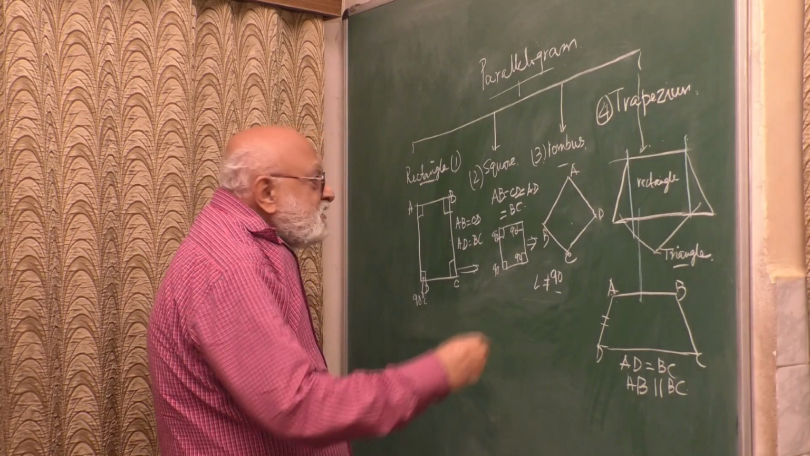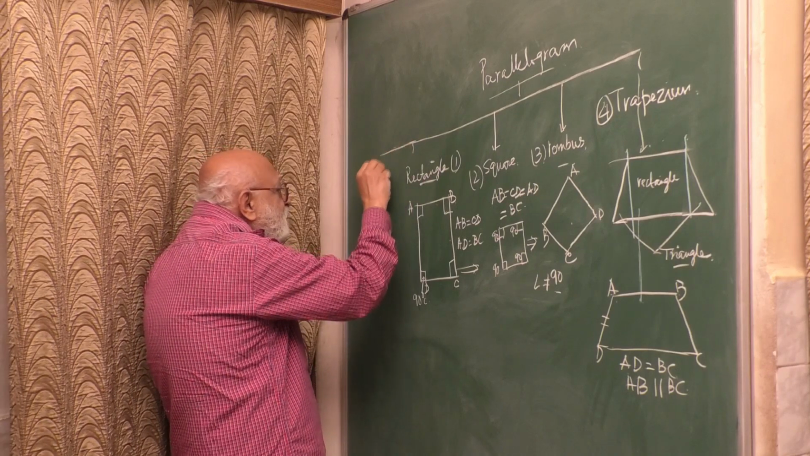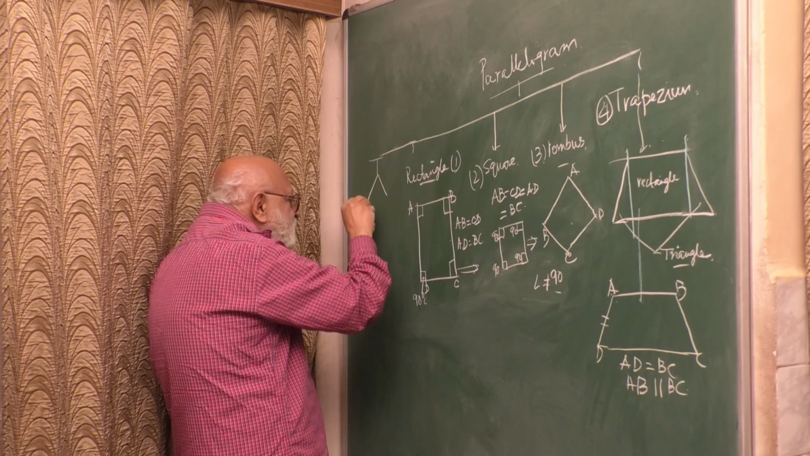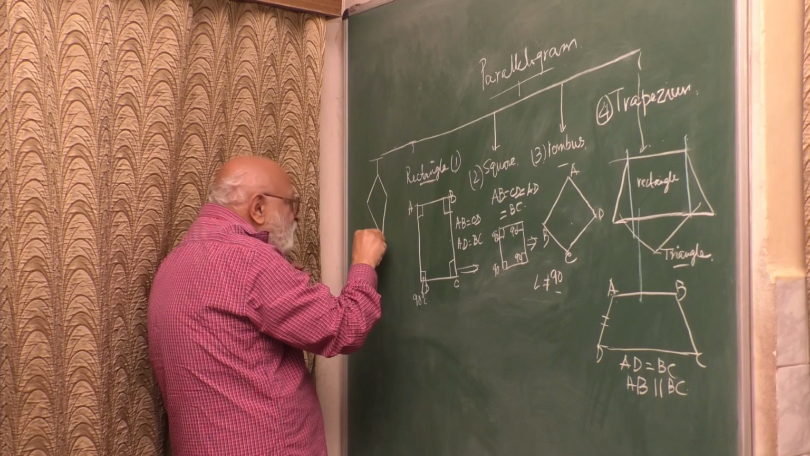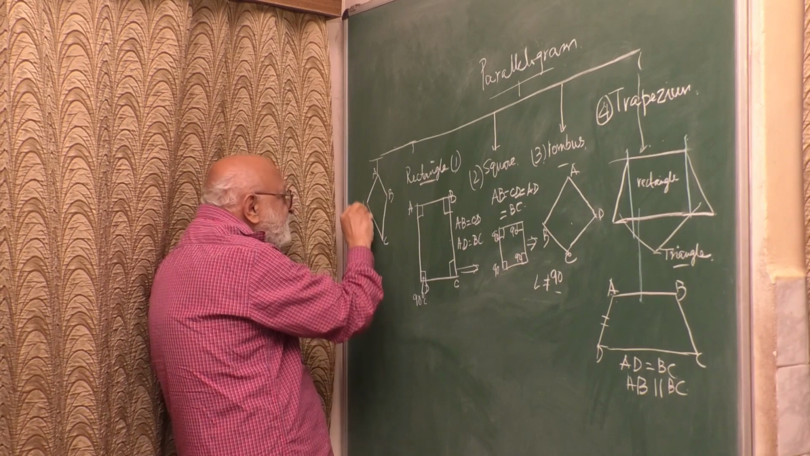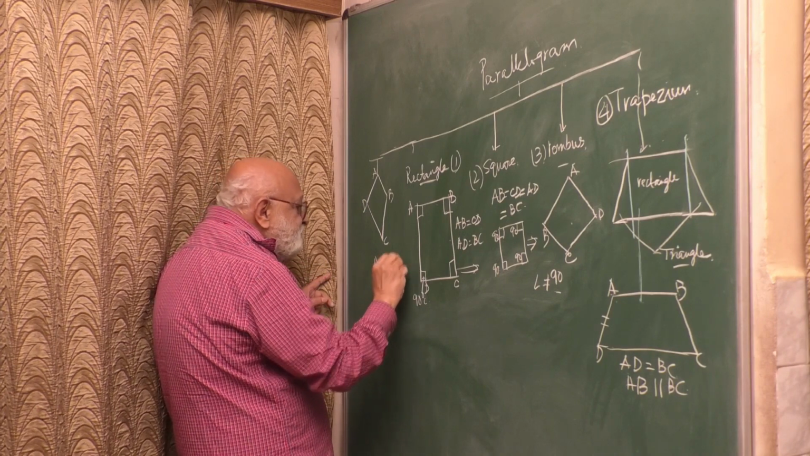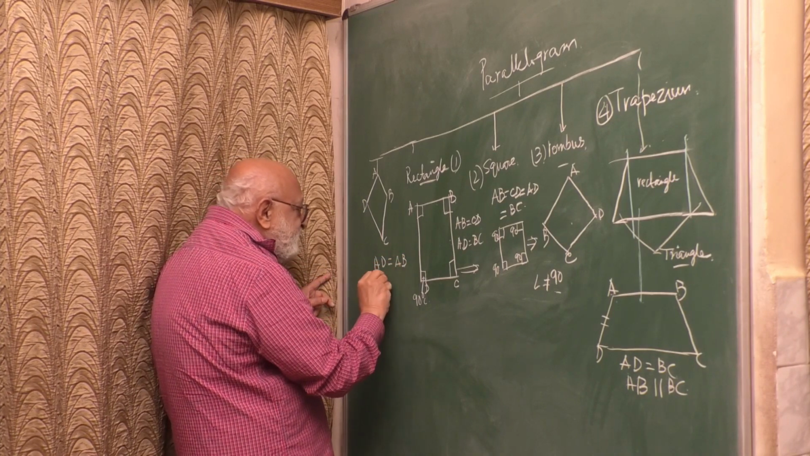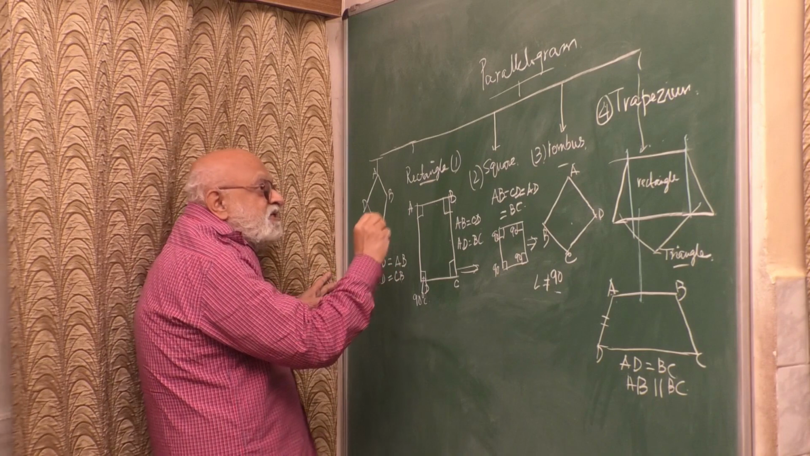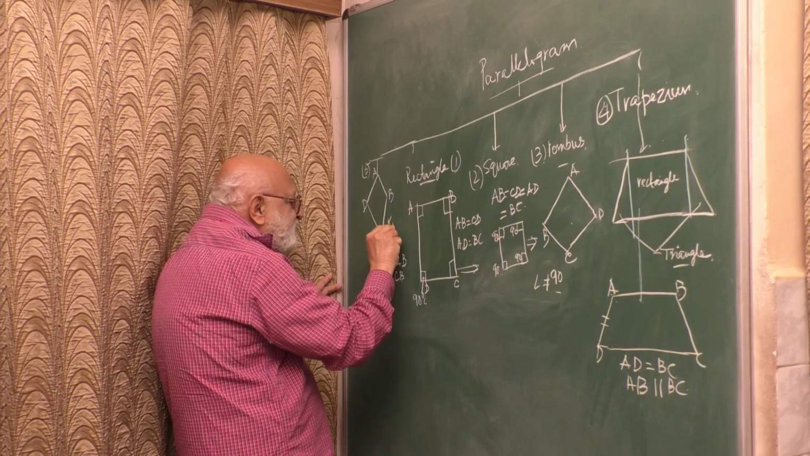Okay, there is another one. I will use this side of the board to show it to you. That is called a kite. What does it look like? It looks like this. Okay, this is A, B, C, D. AD equal to AB and CD equal to CB. Okay, this is called a kite.